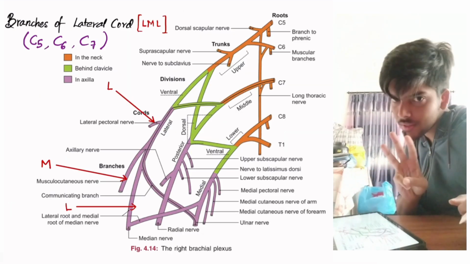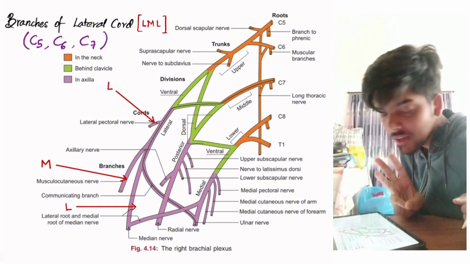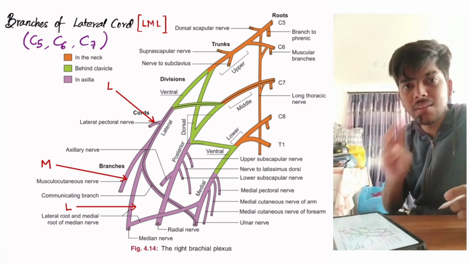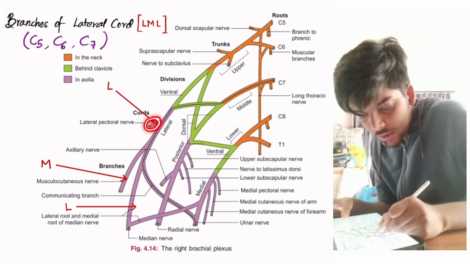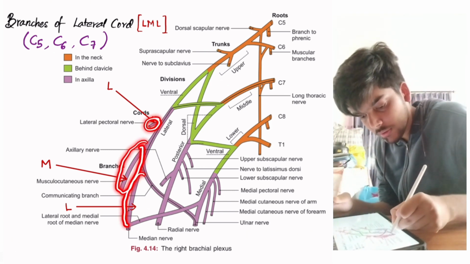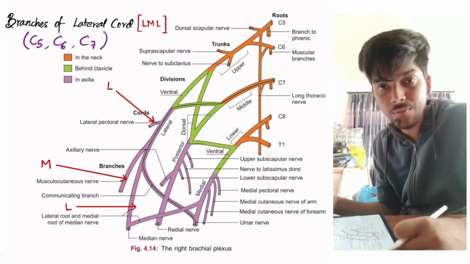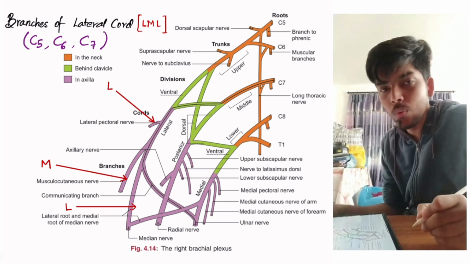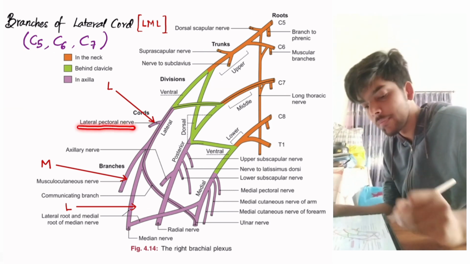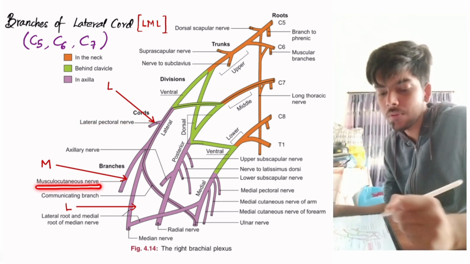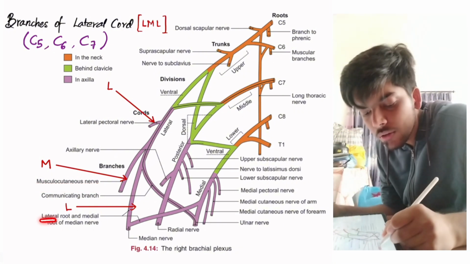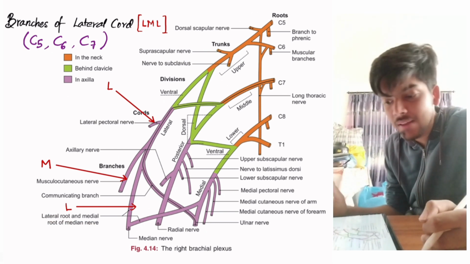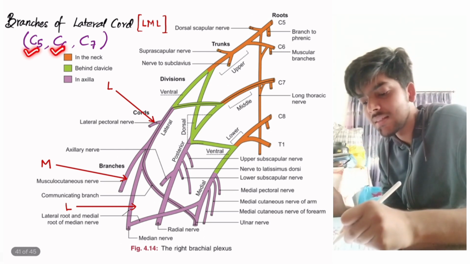Now let's look at the branches of the cords. There are altogether 3 cords. There's your lateral cord, posterior cord, and medial cord. First, let's look at the branches of the lateral cord. The lateral cord gives 3 branches. Here's one, here's the other, and then here's another. So there are altogether 3 branches arising from the lateral cord. And the mnemonic for the 3 is LML, where L stands for lateral pectoral nerve, M stands for musculocutaneous nerve, and another L stands for lateral root of median nerve. All 3 branches are contributed by spinal nerves C5, C6, and C7.